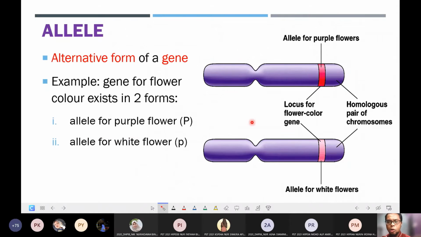Okay, so as you can see in this diagram, these are two homologous chromosomes. Both homologous chromosomes are carrying the same type of gene, let's say the gene for flower color, but there will be two forms of this same gene, in which one will be the allele that gives the color purple to the flower. Another one will be the allele that gives the white color to the flower.